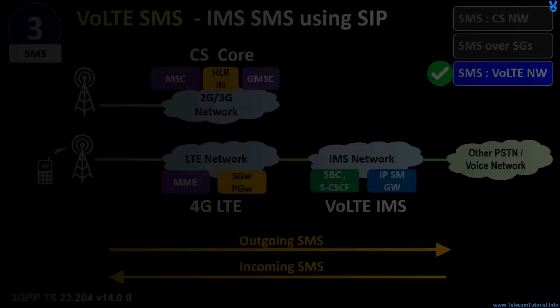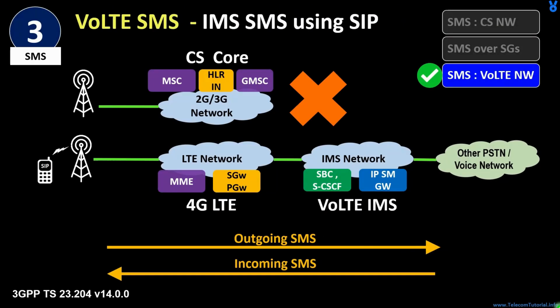Now let's go to the VoLTE SMS. As you are aware, there is a better way to handle SMS on 4G network. VoLTE network has inbuilt support for SMS over SIP. The VoLTE phone has a binary which supports a native SIP client.